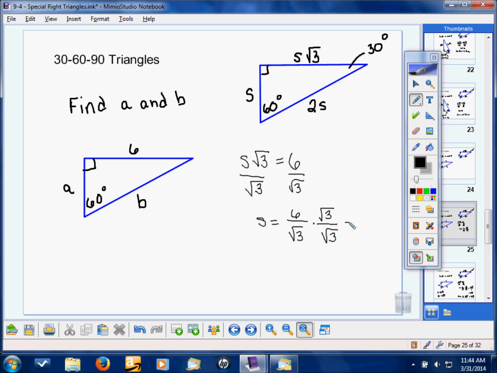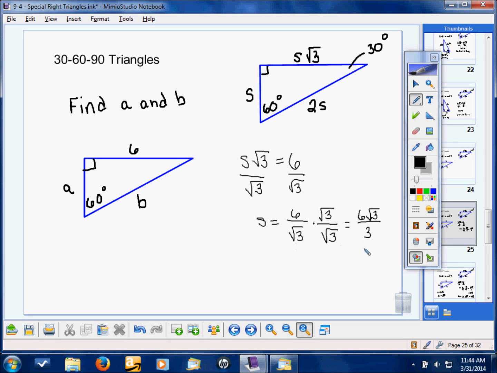Taylor, what does that look like in the numerator? 6 square root of 3. How about in the denominator? Square root of 9, which turns into 3. Remember, a square root times itself gives you that number.